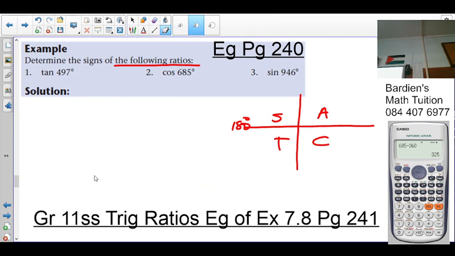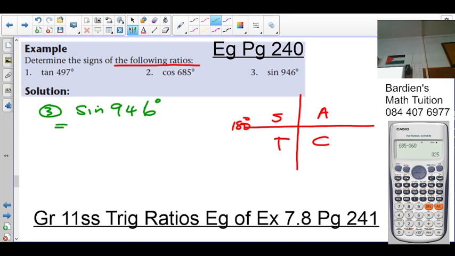I'm moving too fast. Alright, let's look at number 3. I'll move a bit faster. Sine of 946. So what do I do first? Minus 360. So if I minus 360, what do I get? 946 minus 360 is 586. So that is still outside. So I subtract another 360. So I get 226. So I just write here sine 226.